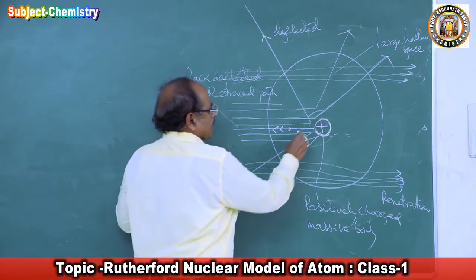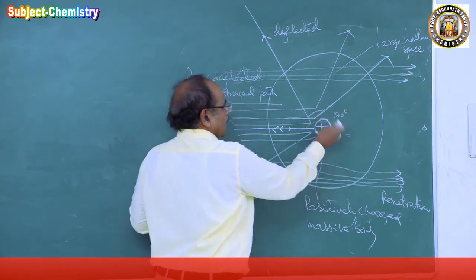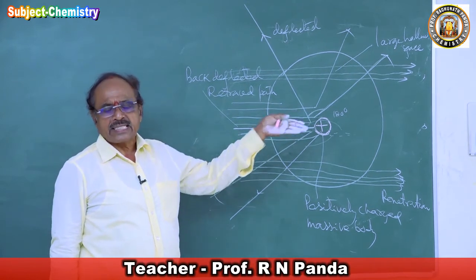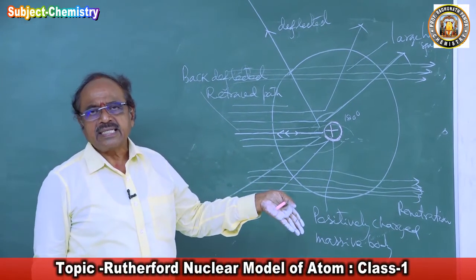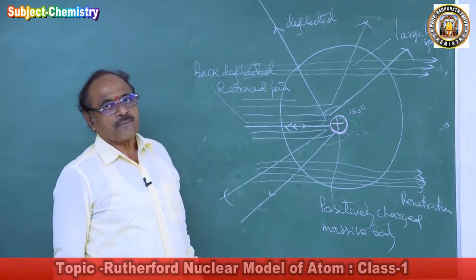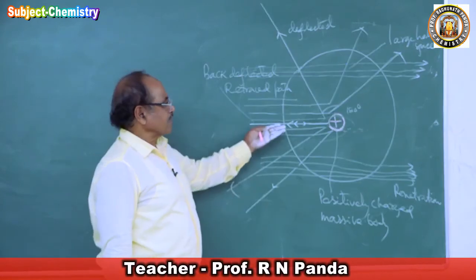Which means this repulsion is 180 degrees. Here the repulsion becomes 180 degrees. In some the repulsion is more than 90, in some the repulsion is less than 90, and 1 in 10,000 got back deflected. So these three wonderful observations he made, and he gave these conclusions.